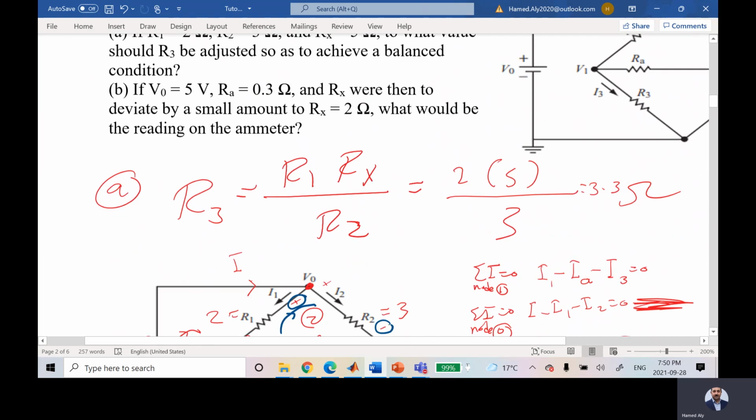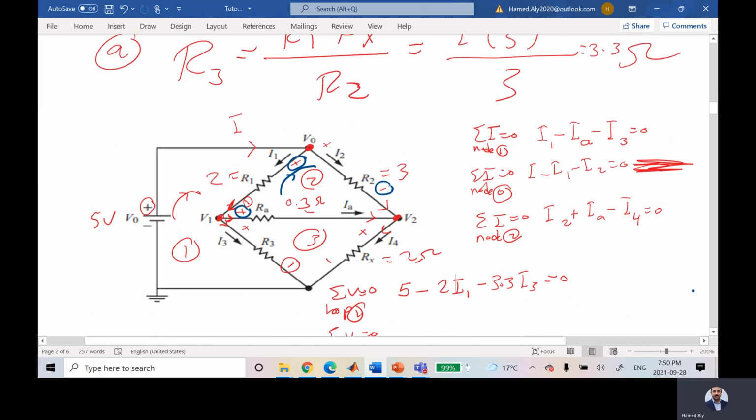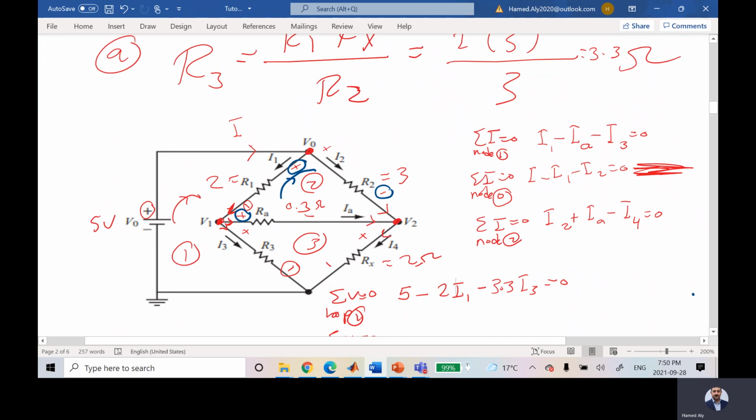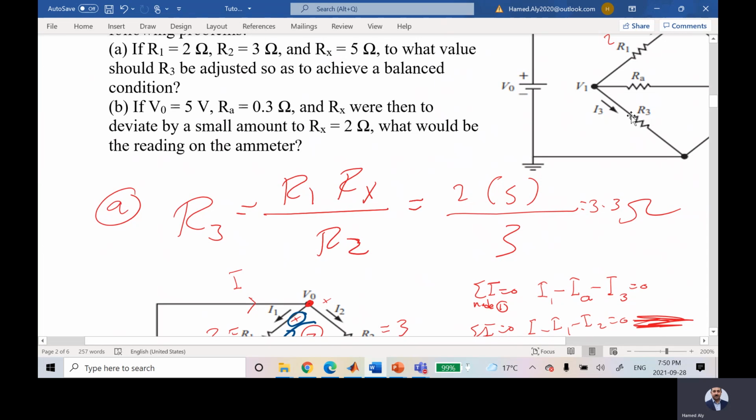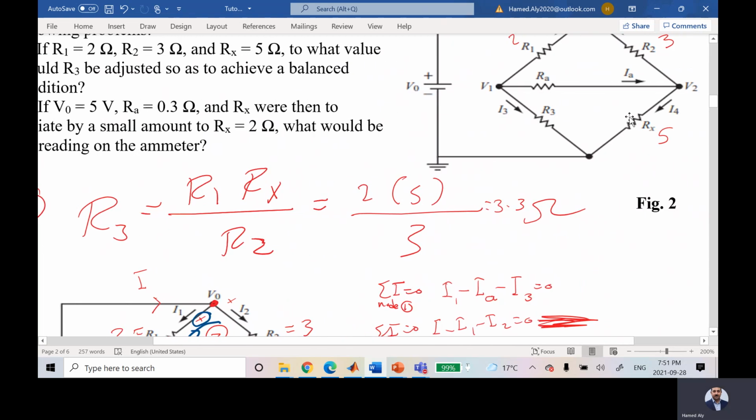Changed Rx from 5 to 2, so using it in the calculation, it should be 2 times 2 divided by 3. You want to use the R3 because you changed the answer. No. Why? Because he didn't talk about R3 at all. Did he talk about R3?